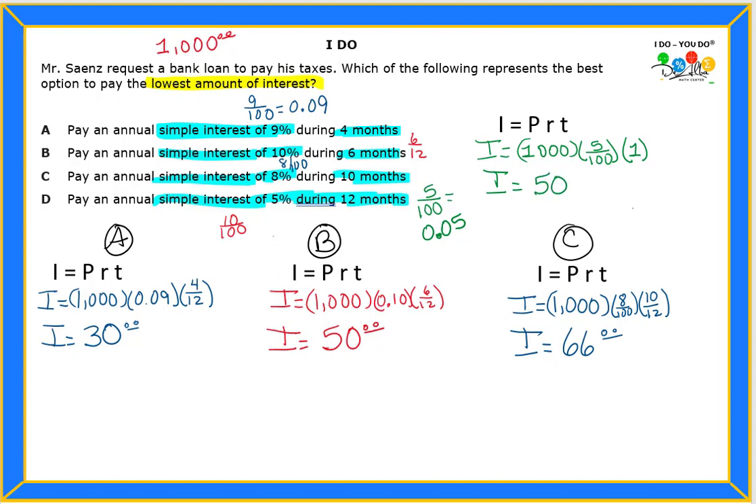Okay, so which one is the best choice for us right now? The one that says $30, right? Therefore, that would be option A. Very good. Now, if you tell me, Miss, what about if I chose $5,000 as a loan? Would that make a difference? No, it will not make a difference. Of course, these numbers will be different, but your option A will still be the lowest interest that you will pay. Okay, so that's another way that you guys could do the problem.